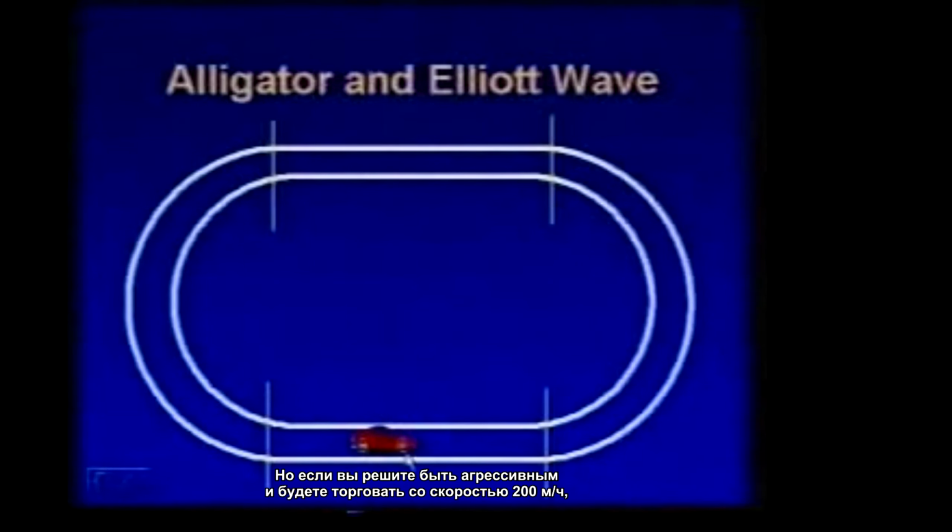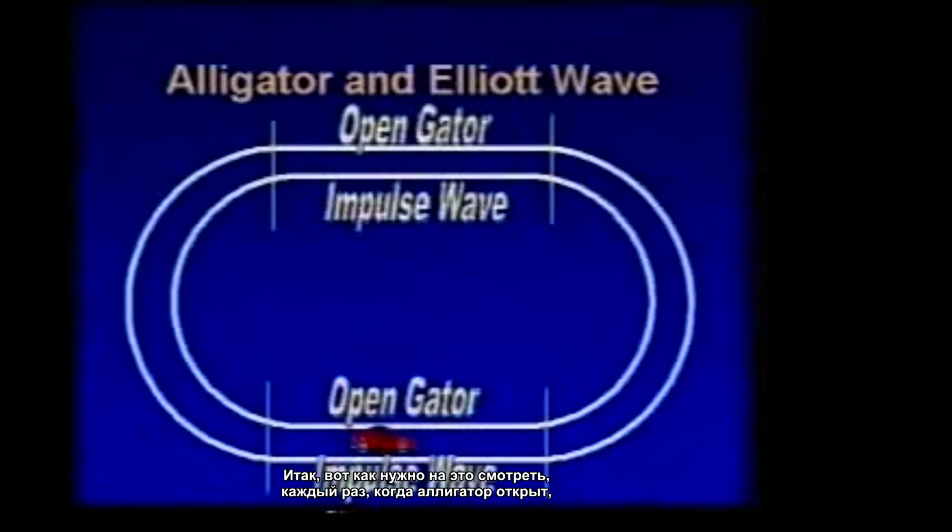If you're going to be an aggressive trader and say, I'm going to trade at 200 miles an hour, then you're going to wreak havoc. You're going to have a wreck here. The way to look at this is anytime the gator is open, we're in a straightaway. Anytime we're in an impulsive wave, we want to trade the market and take profit from it.